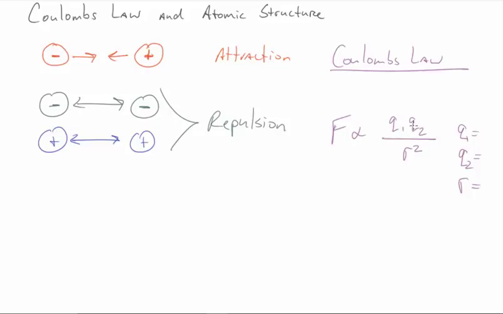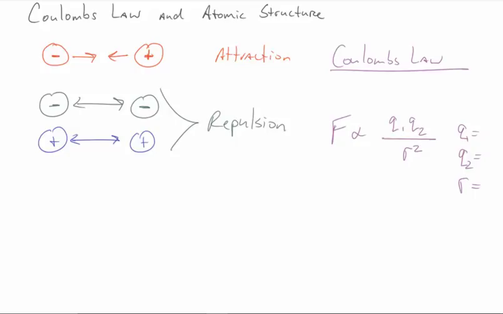Now, how I tell whether it's an attractive or a repulsive force really depends on whether the charges, Q1 and Q2, are positive or negative, right? If Q1 was positive and Q2 was negative, I would have an attractive force. If Q1 was negative and Q2 was negative, I would have a repulsive force. And if Q1 and Q2 were both positive, I would have a repulsive force. So please understand, it's the sign of those Q's, whether positive or negative, that determines whether I have an attractive or a repulsive force.